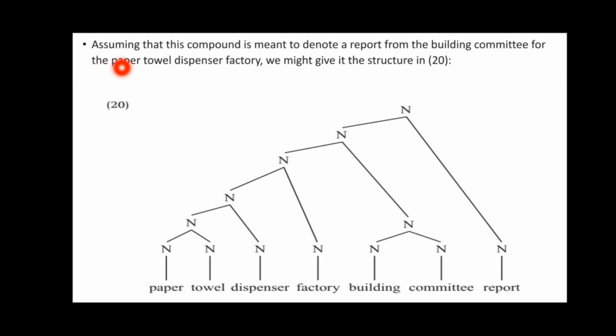You can see here that, assuming this compound is meant to denote a report from the building committee for the paper towel dispenser factory, we might give it the structure like in 20. You can see this is a structure, right? As a whole, we call it a noun. And then here we have different nouns. Paper is also a noun, towel is also a noun, dispenser is also a noun, factory is also a noun, building is also a noun, committee is also a noun, and report is also a noun. So what it says is that, assuming this compound is meant to denote a report from the building committee for the paper towel dispenser factory, we might give it a structure like this one.